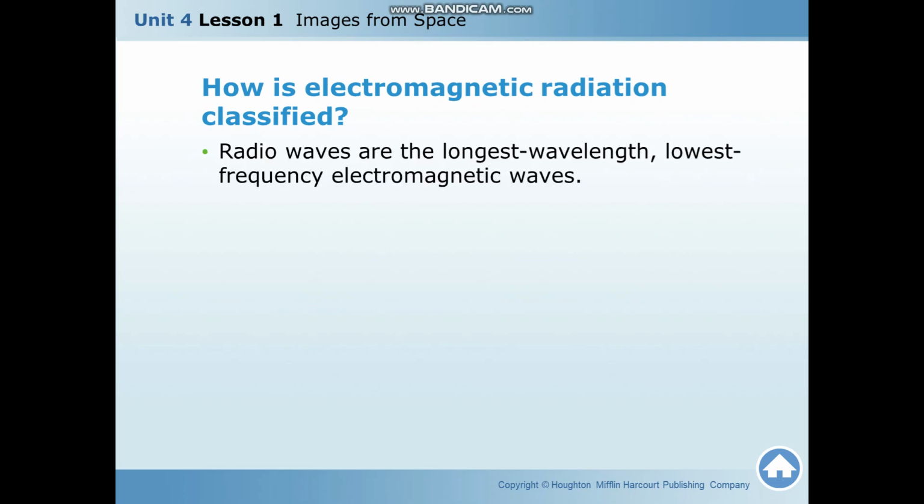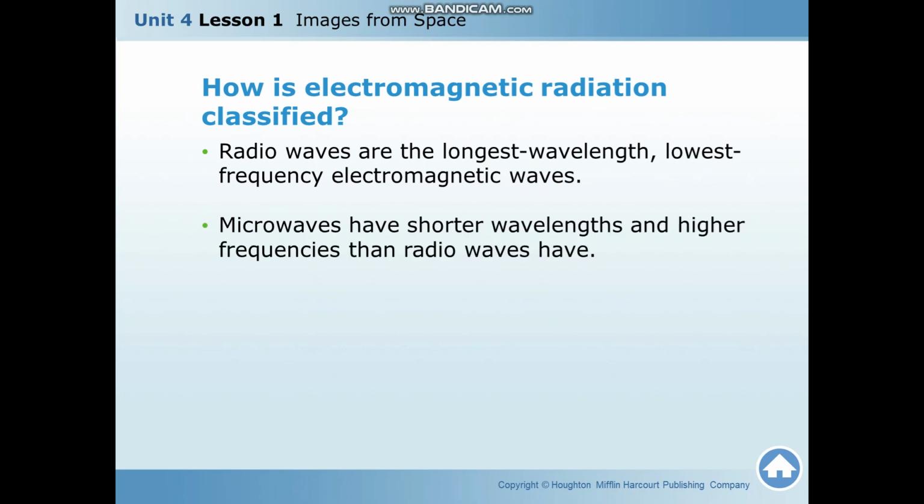How is electromagnetic radiation classified? Radio waves are the longest wavelength, lowest frequency electromagnetic waves. Microwaves have shorter wavelengths and higher frequencies than radio waves. Again, you have to remember that the longer your wavelength is, the lower your frequency and energy are. They are indirectly proportional: the length, the frequency, and the energy.